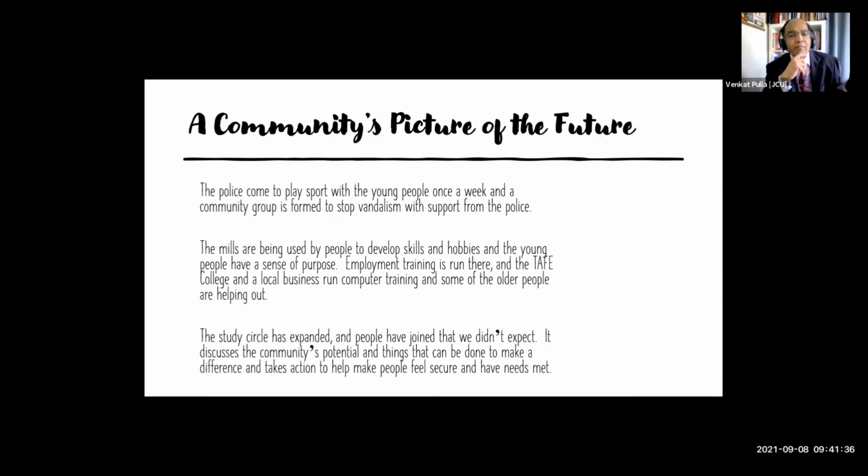The police come to play sport with the young people once a week, rather than worry about vandals, and a community group is formed to stop vandalism with support from the police. In Australia, we've got these police and citizen and youth associations. So making that function a little better. The mills are being used by people to develop skills and hobbies, and young people have a sense of purpose.